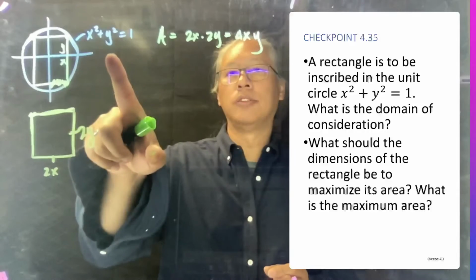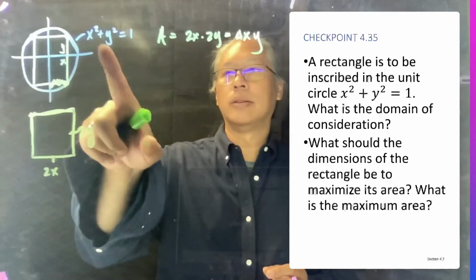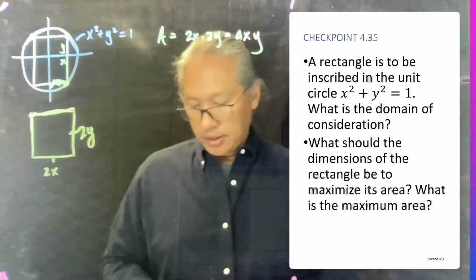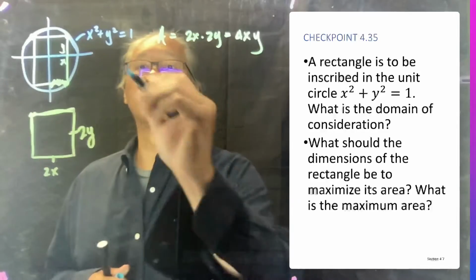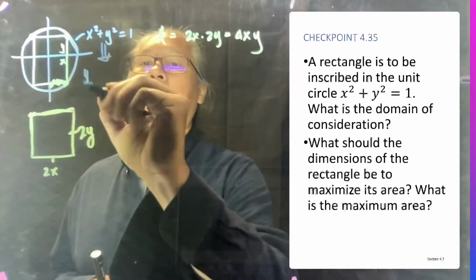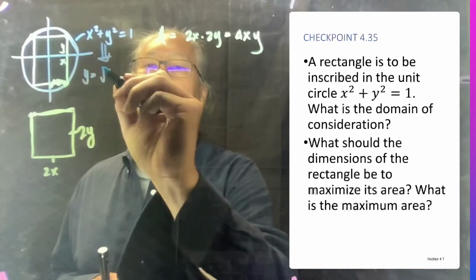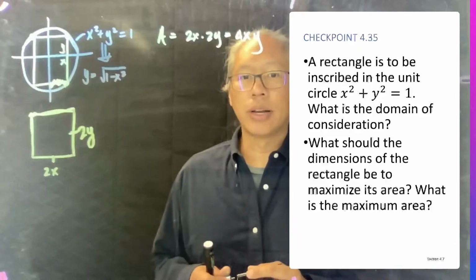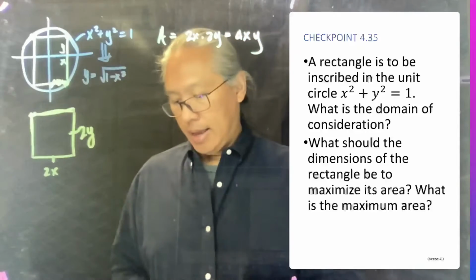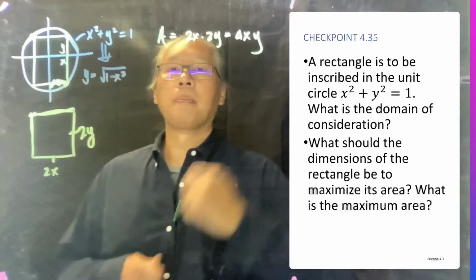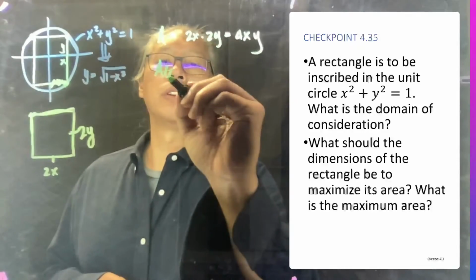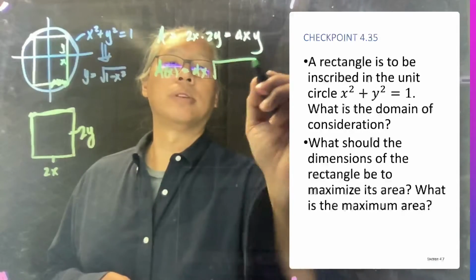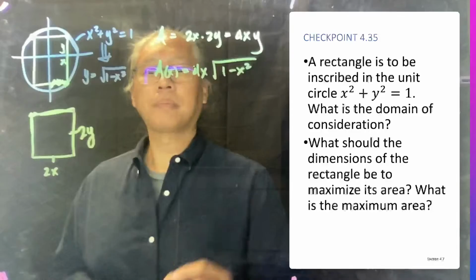Now I want my area to be a function of just one variable. So I might be interested in solving for y here. If we solve for y, this is going to be the square root of 1 minus x squared. I would take the positive side because we're looking at lengths, and our length should be positive. And so my area now, as a function of just one variable x, will be 4x times the square root of 1 minus x squared.